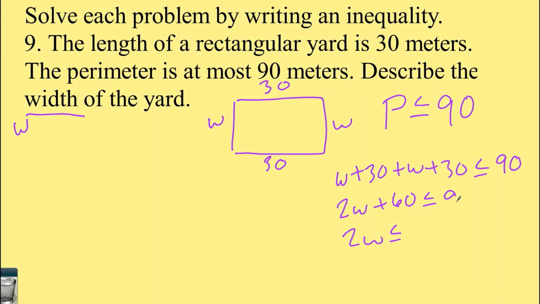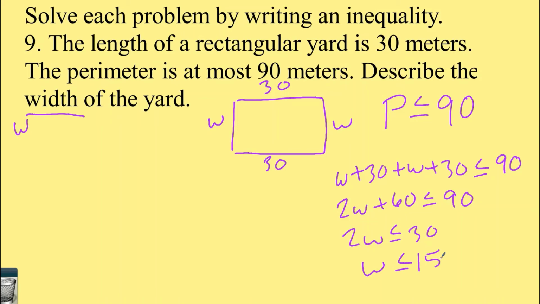Okay, so now it's 2W is less than or equal to 30. So W is less than or equal to 15. So the width can be at most 15. Okay? And then we could logic it out and say even more to it if we wanted to.